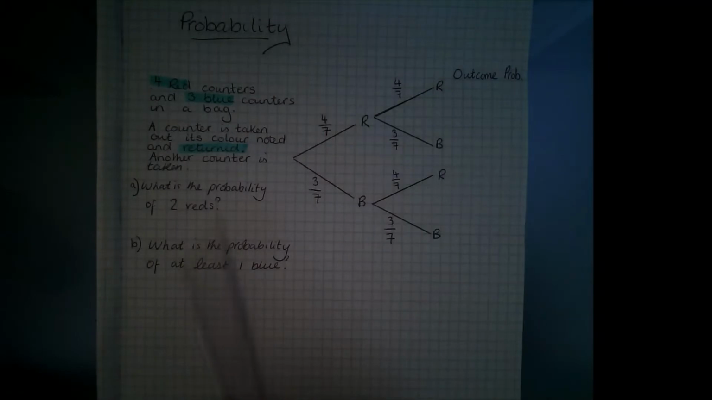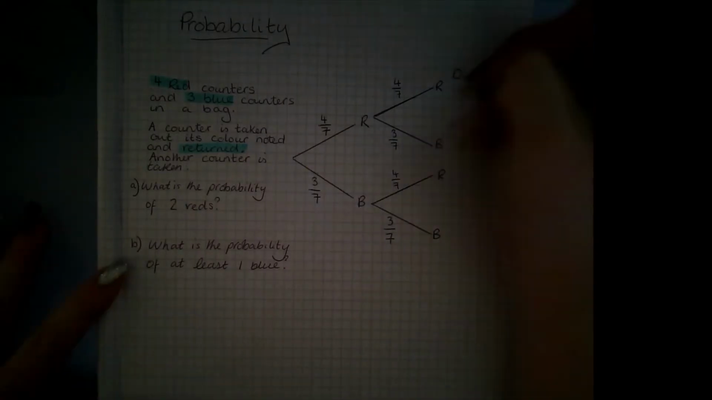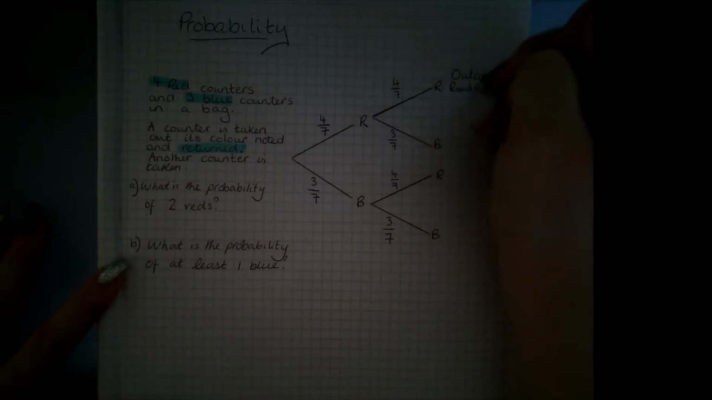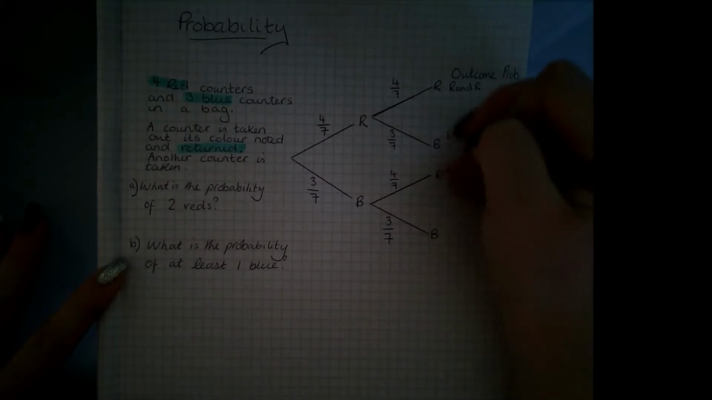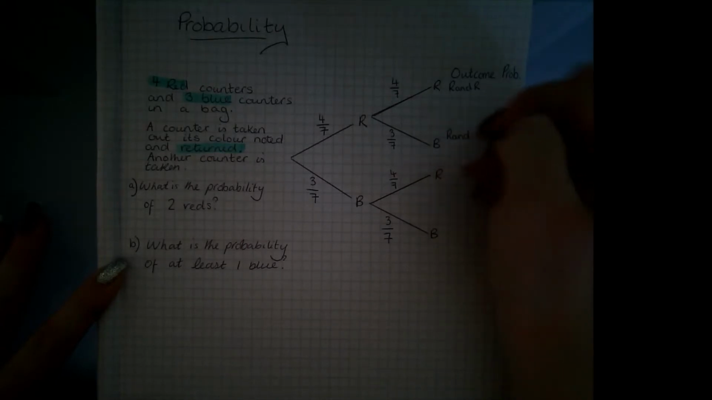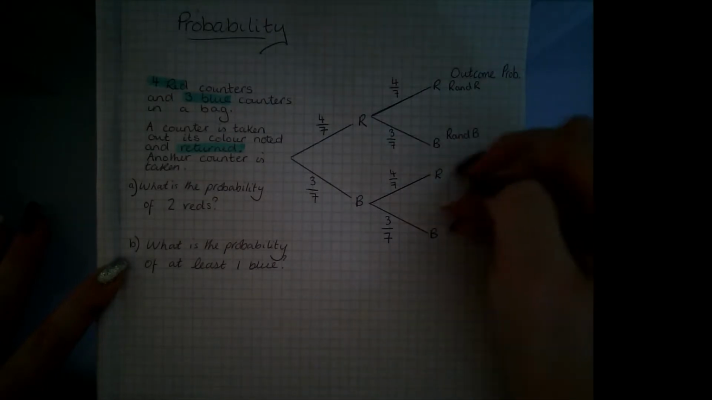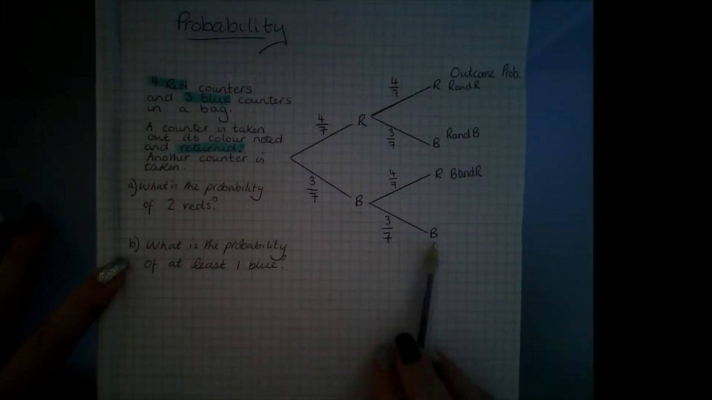Now, before even reading the main questions, I'm going to start writing in my outcomes. So, for this first one, it's a red and a red. Now, I'm going to make a real point of writing and. Next one, red and a blue. Blue and red. And finally, blue and blue.